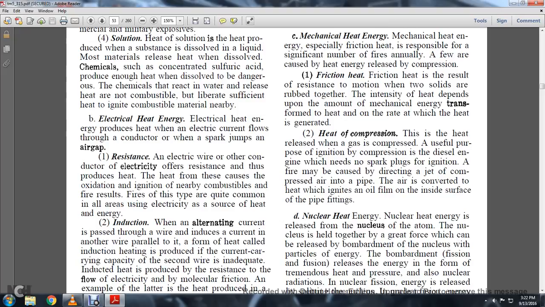B. Electrical heat energy. Electrical heat energy produces heat when an electrical current flows through a conductor or when a spark jumps an air gap. 1. Resistance. Electrical wire, other than a perfect conductor of electricity, offers resistance, thus producing heat. The heat from this can cause oxidation and ignition of nearby combustible material, resulting in fire. Fires of this type are quite common in all areas using electricity as a source of energy.